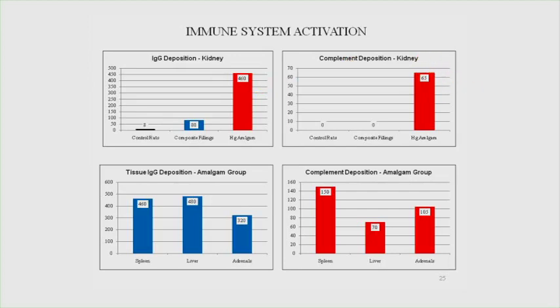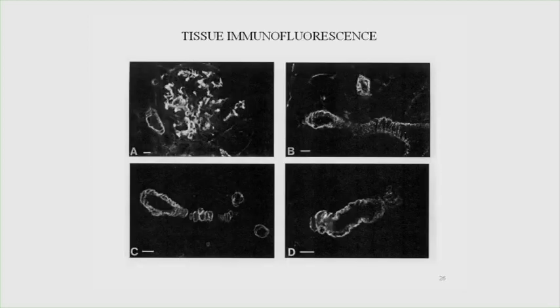And many organs are involved. Spleen, liver, adrenals have IgG deposition and complement deposition. These are fluorescent studies. You have a fluorescent molecule attached to an antibody that binds to human immunoglobulins. This is the kidney, and this looks just like the histology from a patient with lupus. So in these animals, you basically generated a lupus nephritis with mercury.